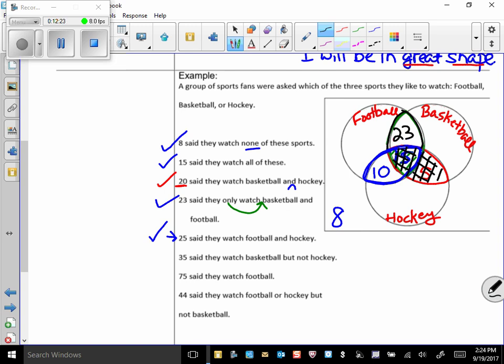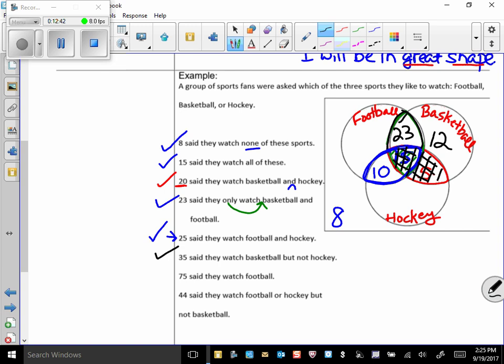So now I need 35. Well, I've already got this 23 right here. I got to have 35 altogether. So that means I'm going to put 12 in there. So what does that tell me? That I got 12 people who do what? Watch only basketball. That's right.